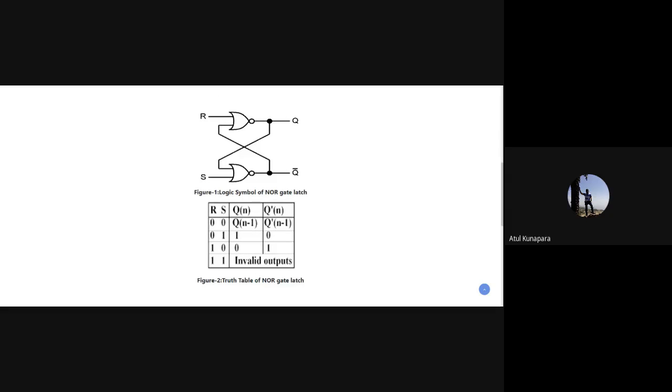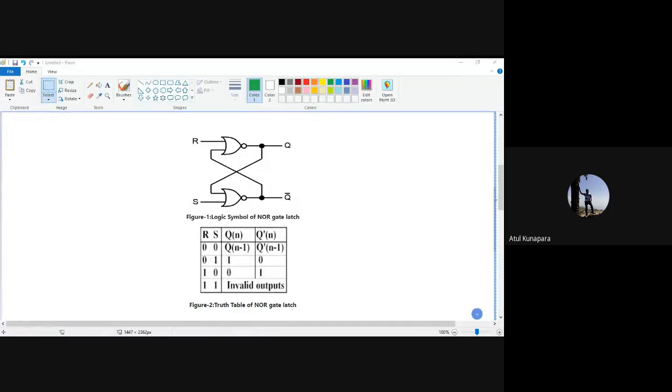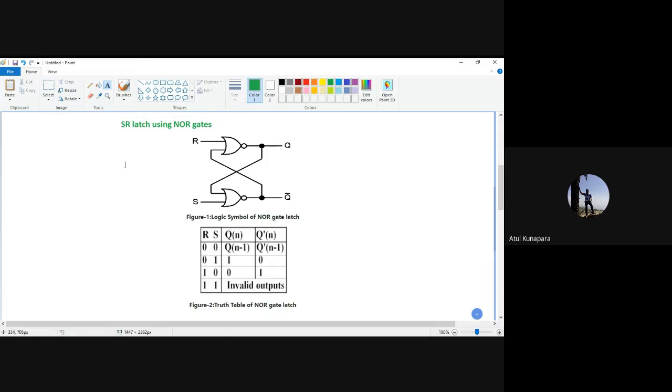Let me take this to the side we are discussing, so it is better for you, because I can put an annotation there. Okay, so let me take that page here. Now here you can see what is done. This is the SR latch using NOR gates, or you may call it cross-coupled NOR logic gates. After that we'll be discussing the SR latch using NAND logic gates.